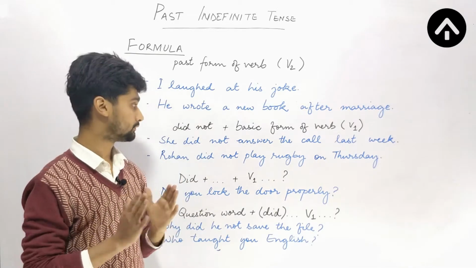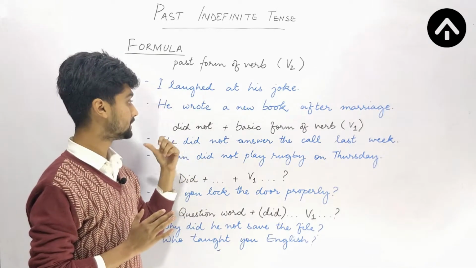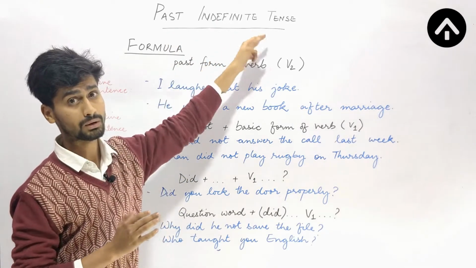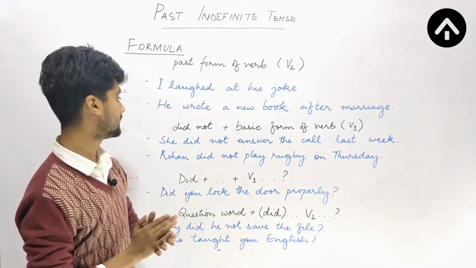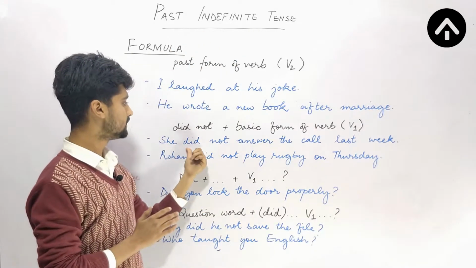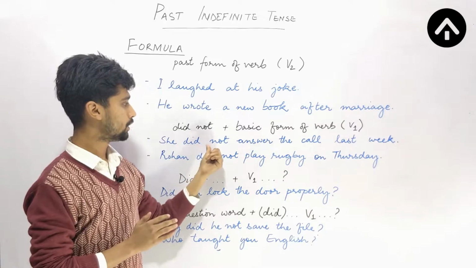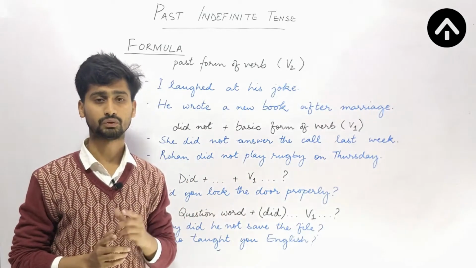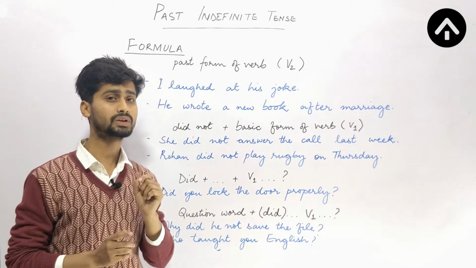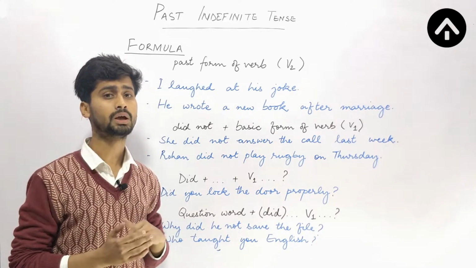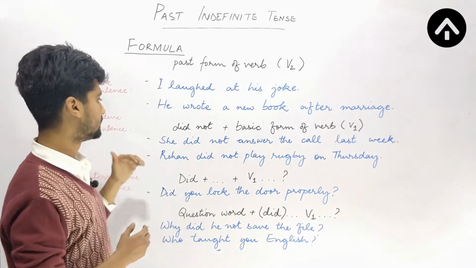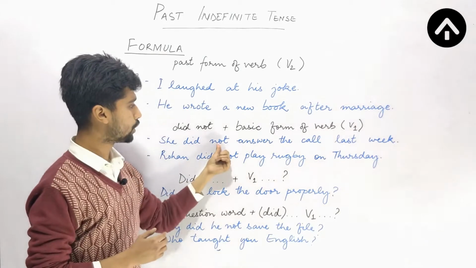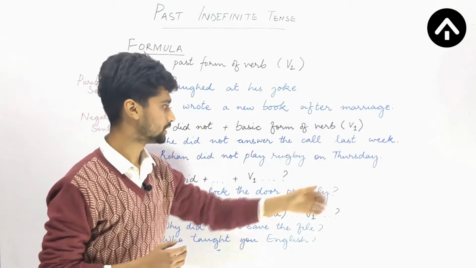So be very careful if you are making a negative sentence and you are making a past indefinite tense. You are making a sentence which is of past indefinite tense and it is negative in nature. So you will be using the word did along with not, but the main verb will be in its first form. So keep it in mind that we always use the first form of the verb if we have the word did with it. Okay, in the sentence if we have the word did, we will be using the first form of the verb. She did not answer the call last week.